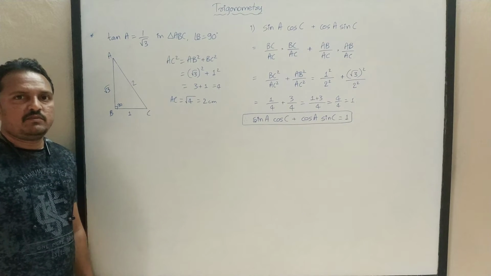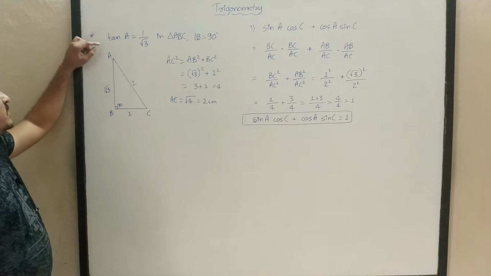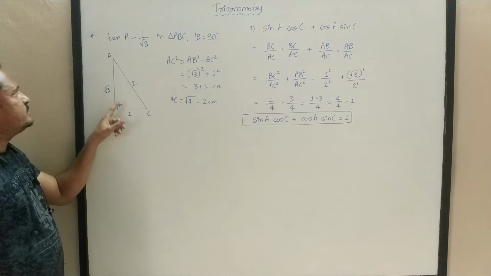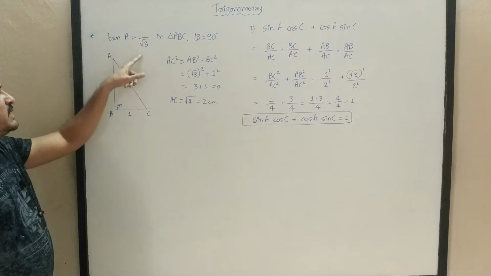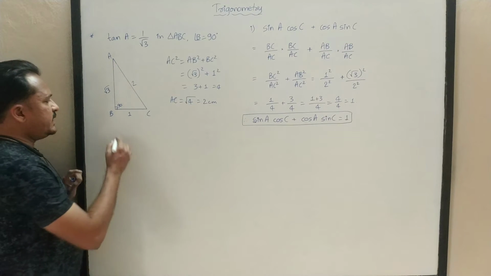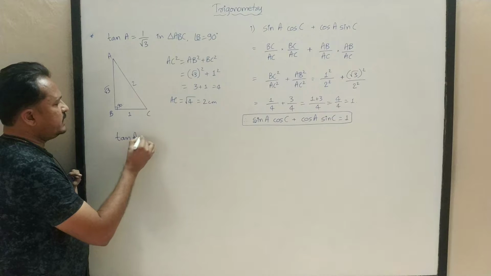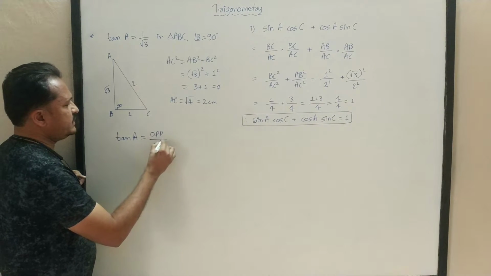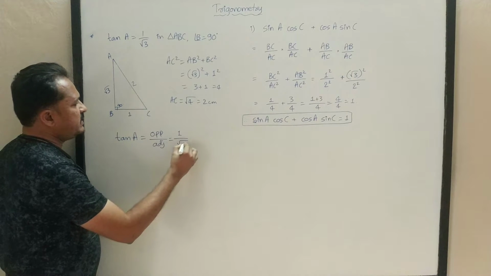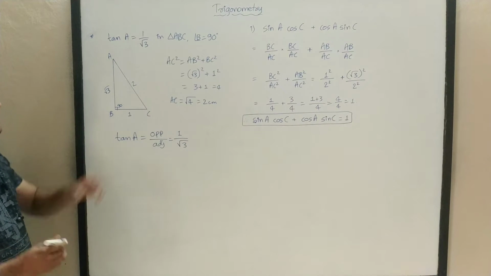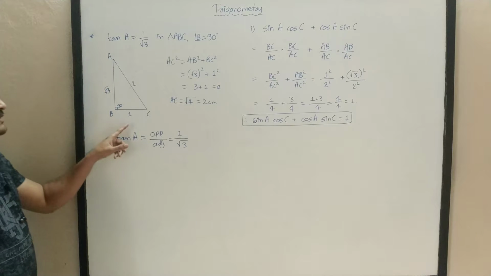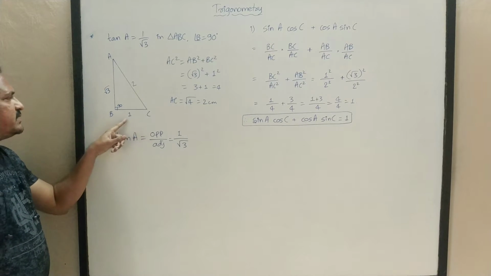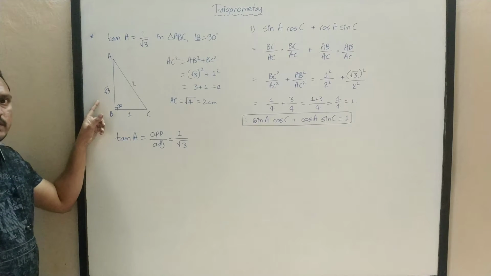One of the exercise problems we are going to solve now. They have given in a triangle ABC, angle B is 90 degree and tan of A is 1 by root 3. So tan of angle A is nothing but opposite divided by adjacent, which is 1 divided by root 3. Tan A angle we have selected, opposite will be this side and adjacent will be this side. So we will take BC as 1 here and AB as root 3.